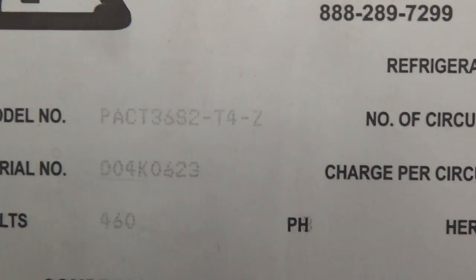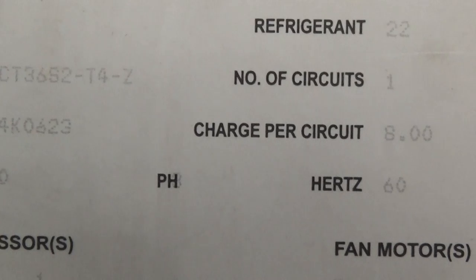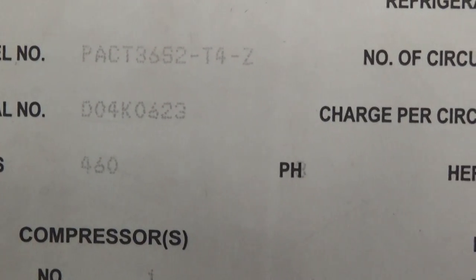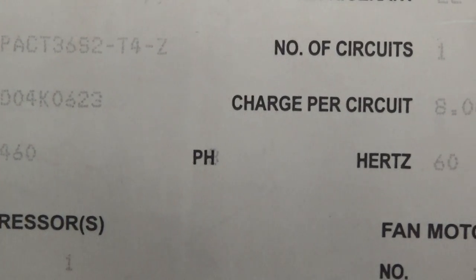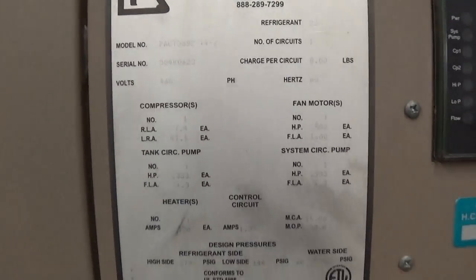This model is the PACT 36S2 T4, Z as in zebra. Serial number D as in David 04K0623. 2004 unit, and it's a 460 volt three phase.